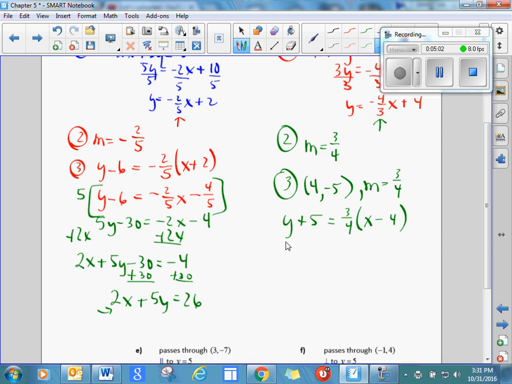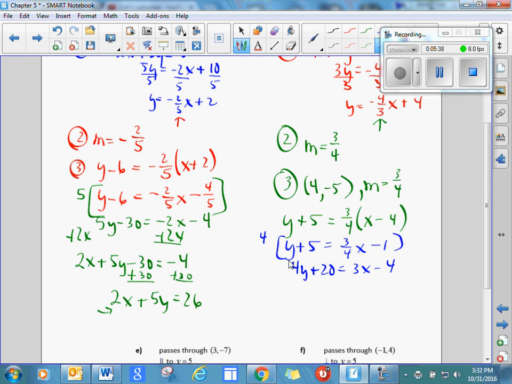So that's great, and if they let us leave it in point-slope form, we'd be finished. But let's transform it into standard form, and we get y plus 5 equals 3/4 x, do the distribution, minus, let's see, what does that end up being? Minus 3. I think I might have done this wrong when I did it last night. Let's take a peek here. And now we need to clear our fractions out, multiply through by 4. 4y plus 20 equals 3x minus 4.